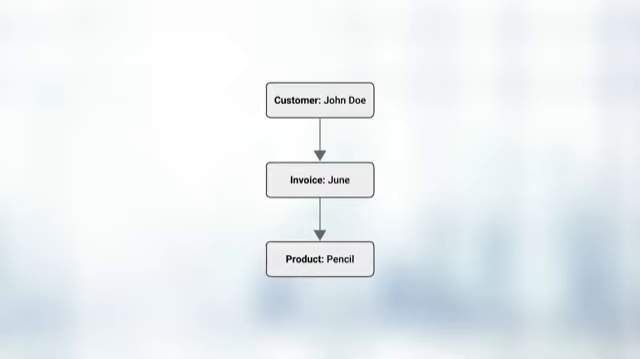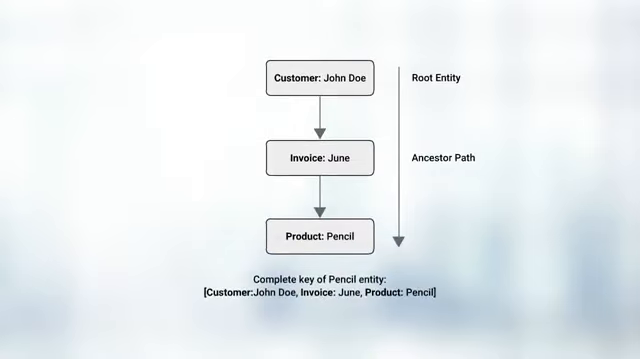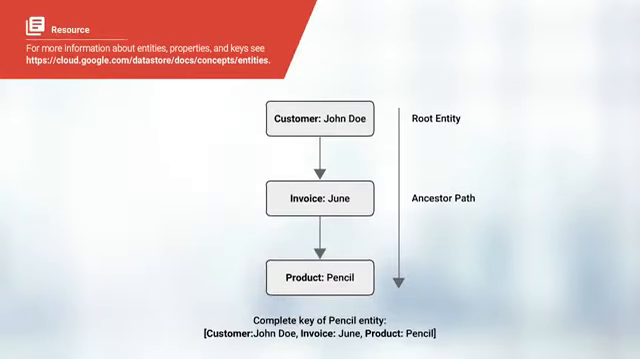For example, entity John Doe of the customer kind is the root entity. The complete key for the pencil entity includes the kind identifier pairs customer John Doe, invoice June, and the pencil entity itself. For more information about entities, properties, and keys, see the link here.